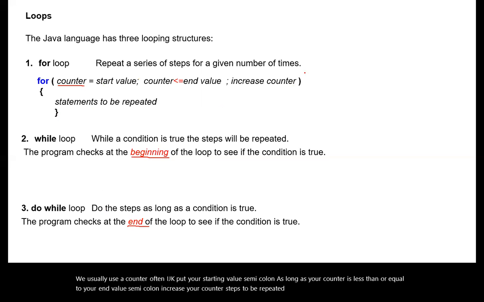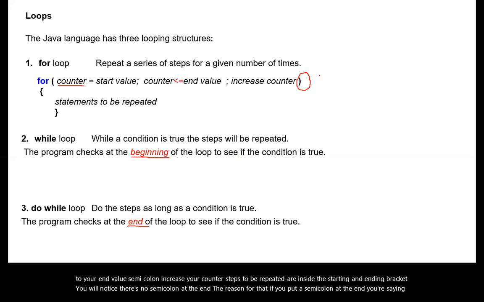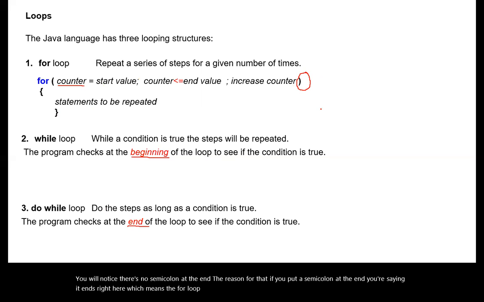You will notice there's no semicolon at the end. The reason for that, if you put a semicolon at the end, you're saying it ends right here, which means the for loop does nothing. So watch out for that.